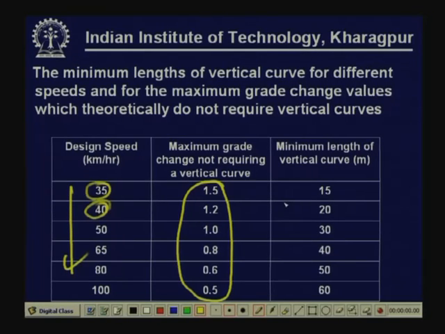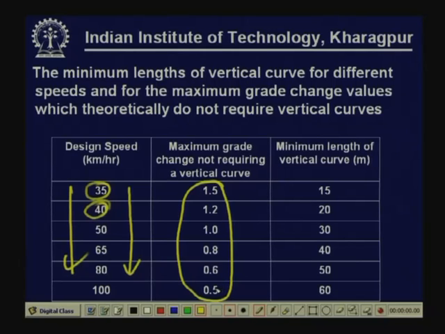Up to this grade change, theoretically we do not require any vertical curve. Obviously, as the speed is more, this value is reduced. So, the first column, as the values are increasing, the second column the values are decreasing. It is obviously logical. Lower speed, maybe up to more change in grade, vertical curves may not be required. But as the speed is more, the requirements will change, and it is quite logical that these values are coming down.